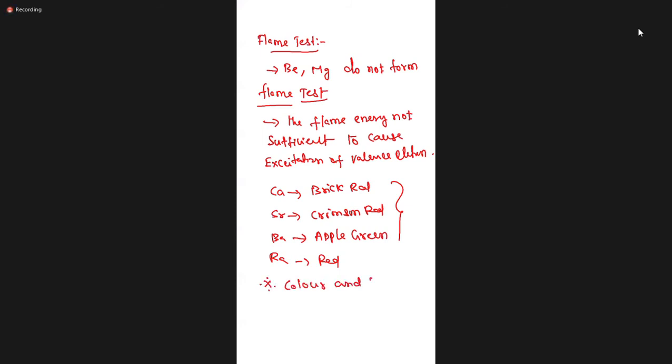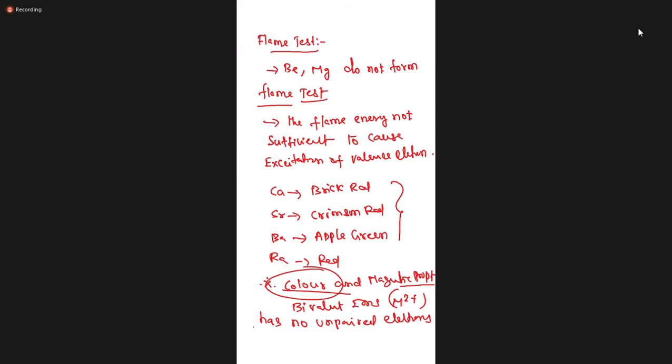Next, color and magnetic property. Generally, alkaline earth metals are bivalent ions, M2 plus ions. M2 plus ions have no unpaired electrons. Hence, they are colorless and diamagnetic in nature. Please note this point. Alkaline earth metals are colorless and diamagnetic in nature.